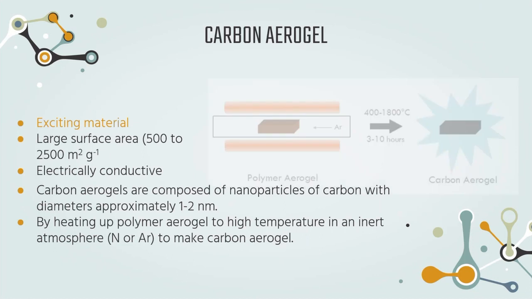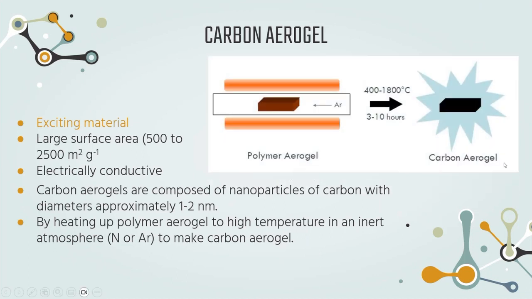So the process of making a carbon aerogel is by heating up polymer aerogel to a high temperature, which is around 400 to 1800 degrees Celsius, for around 3 to 10 hours in an inert atmosphere to make a carbon aerogel.